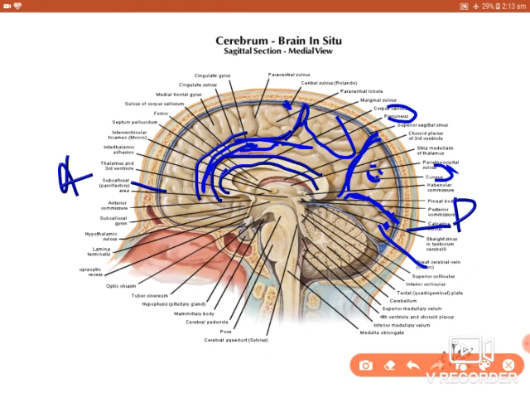Then the central sulcus has a small part that extends to the medial surface. The part of the gyrus here is named the paracentral lobule. In front of the paracentral lobule, this part of the gyrus is named the medial frontal gyrus. Okay, these are the important sulci and gyri on this medial surface.